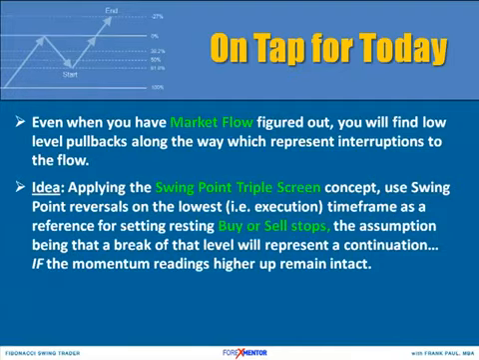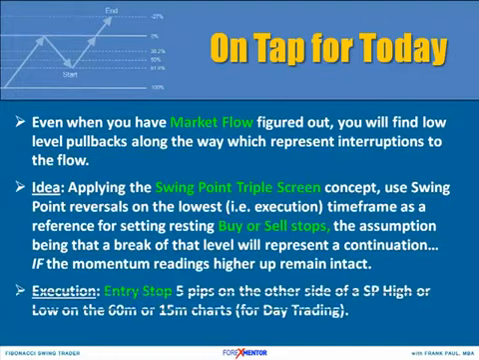So the idea once again is that applying the swing point triple screen concept, we use swing point reversals on the lowest or execution time frame as a reference for setting resting buy or sell stops, the assumption being that a break of that level will represent a continuation if the momentum readings higher up remain intact. So if we have swing points still intact on the 4-hour and hourly chart, let's say they're lows, but then we get a high on the 15-minute chart. Once price breaches that high, we still have lows intact on the higher time frames. We should be good to go. I'm simplifying things greatly here, but that's the basic gist of it.